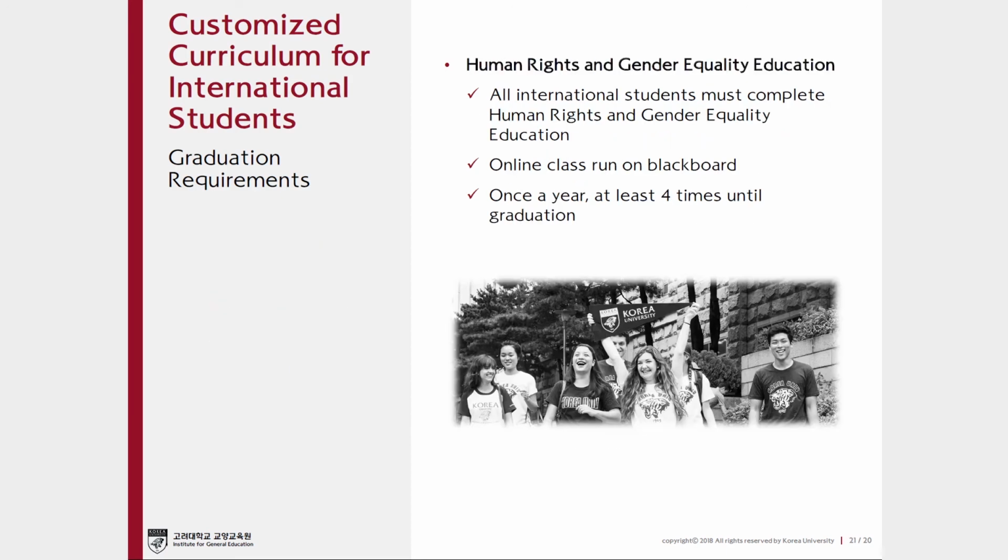All international students must complete human rights and gender equality education. It is an online class run on Blackboard, and you must take this class once a year, at least 4 times until graduation.